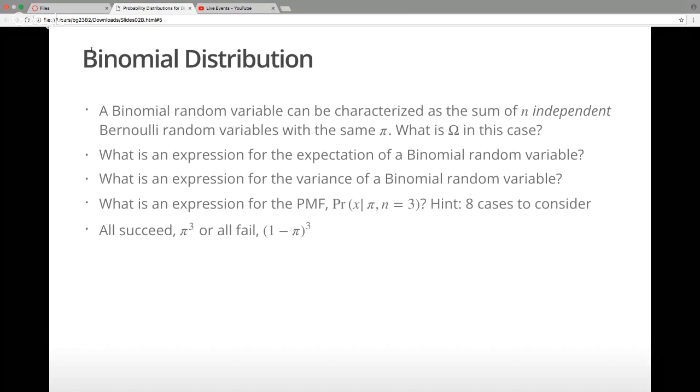specifically. So 2 of the cases are all 3 of them succeed. And since they're independent, that would just be pi cubed. And then another case, all 3 of them fail, which would be 1 minus pi quantity cubed. So that's 2 of our 8 cases. What are the other 6 cases that we have to worry about? Good, almost. Now, so we might have the case, okay, 1 succeeds and 2 fail, right? But how many ways are there for that to happen?